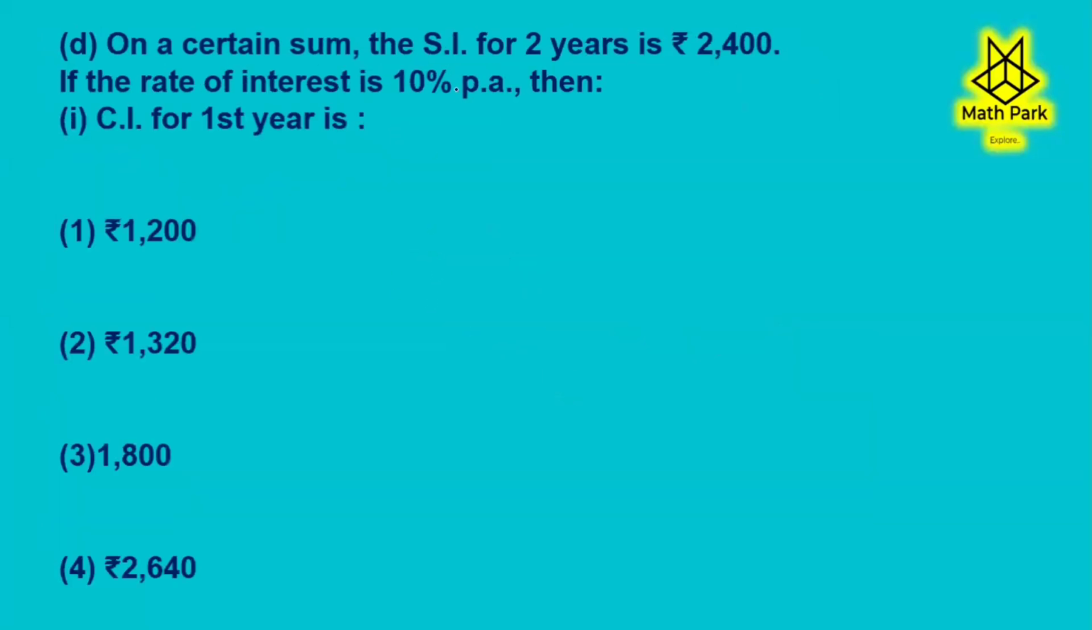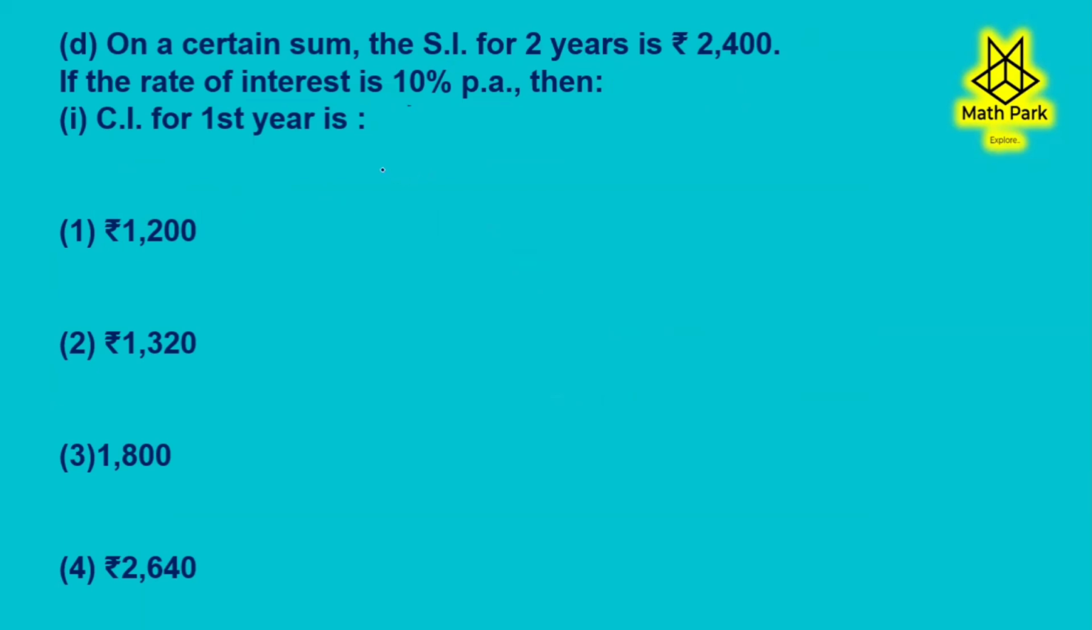On a certain sum, the simple interest for 2 years is rupees 2,400. If the rate of interest is 10% per annum, then find the compound interest for the first year. Again we have subparts here. For finding the compound interest, we should know the principal, so let us find the principal first.